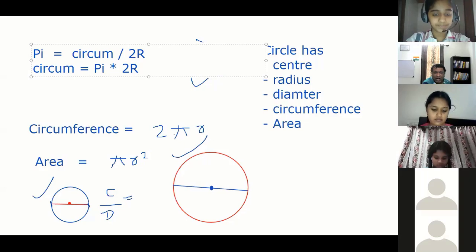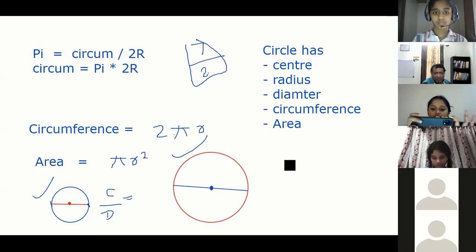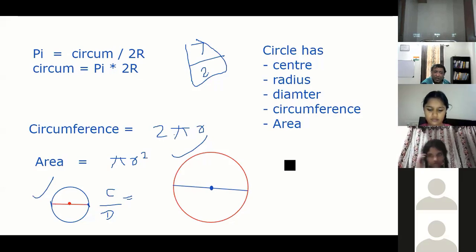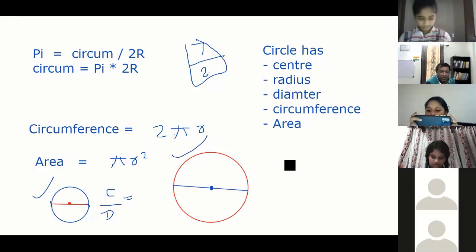Because this is just the start. There are many things. For example, take a screenshot if you want. I am erasing it now. Sir, you are missing one part. Which one? Chord. No, Gauri, we just started. Not missing one part. There are many more things we'll do. Chord, segment, sector, I'm not coming to that yet. First we are stuck only at the circumference now. That is what we do today.